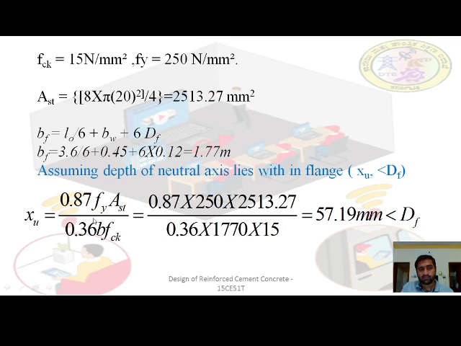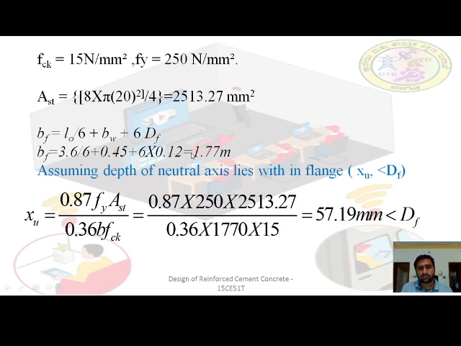We write down the formula. So 0.87 Fy, they have given the steel grade 250. AST we have calculated, it is in millimeter square, so 2513. 0.36 B, B is the actual width of the flange, or the effective width of the flange. Actually effective width and the actual width will be the same when the neutral axis lies within the flange. So we have seen that.